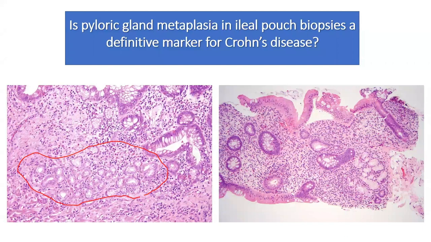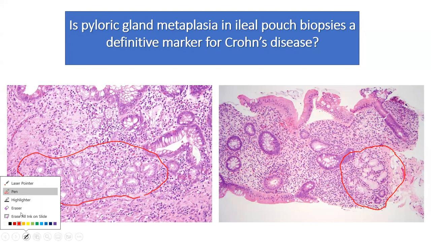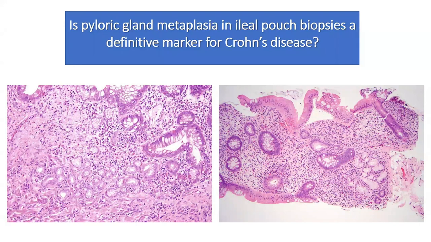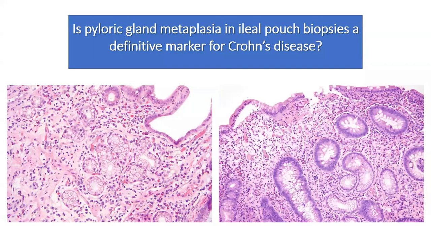Okay, on the other hand, this patient here has a drug-induced pouchitis. It was related to drug problems with this patient anyway, and you can see that you have some pyloric metaplasia, and it is again quite focal. So you need to train your eyes to see it. Some people try to use a special stain for it. That's fine, but there's no need. You just train your eye a little bit.